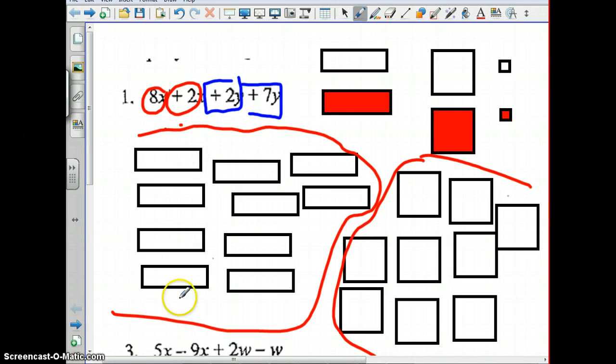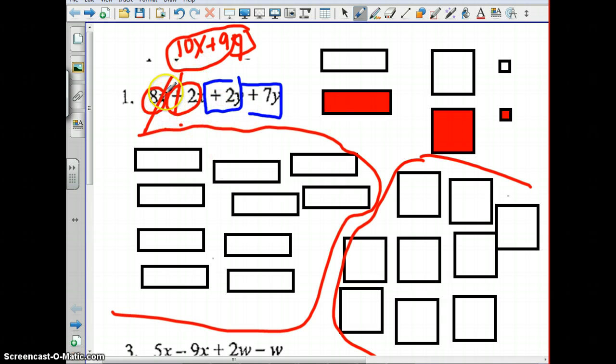We can put all the x's together. How many x's do I have if I counted them all? 1, 2, 3, 4. Are there 10? So we know we have 10 x's. And we can put all the y's together. How many y's are there? 9. And there are 9 positive y's. But that's all we can do. They're not like terms, so I can't do anything else with this.